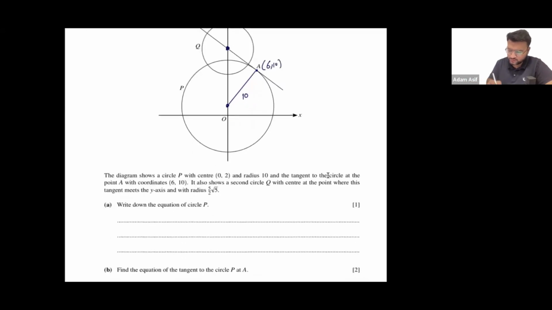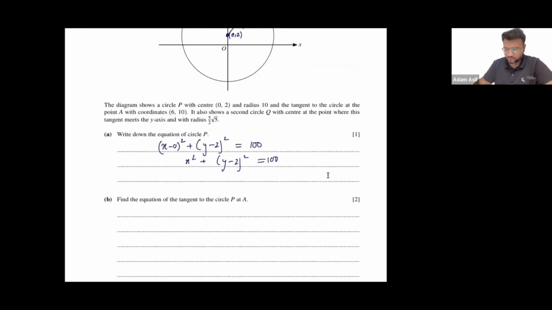The equation of P, it's just a 1 mark question. The center is 0, 2. So x minus 0 the whole thing square plus y minus 2 the whole thing square equals r square, and the radius was 10, so that's going to be 100. So x square plus y minus 2 square equals 100.